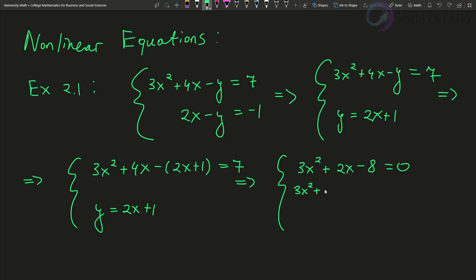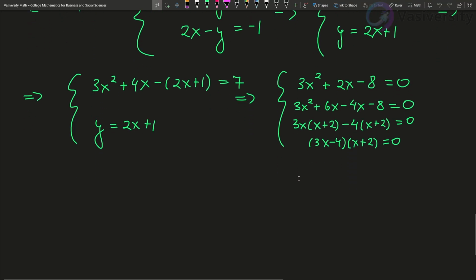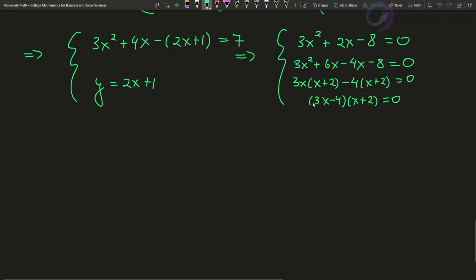We can do something like 6x minus 4x minus 8 is equal to 0. And so if we factor out, we're going to have 3x times (x plus 2) minus 4 times (x plus 2) is equal to 0. And we have (3x minus 4) times (x plus 2) equal to 0. Perfect. So that's our first equation, and we have two solutions here.